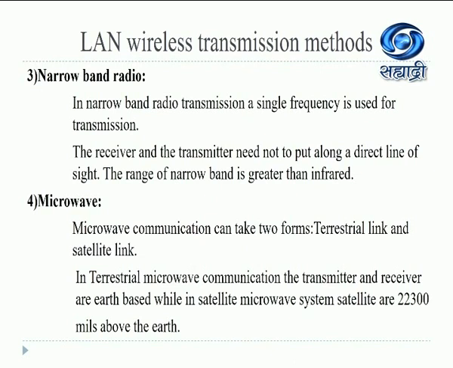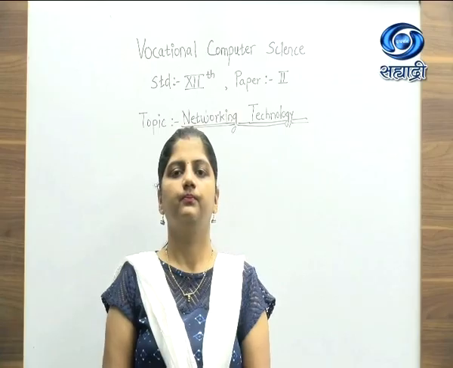So if we are considering the bounded media, the categories we saw are the coaxial cable, the fiber optic cable and the twisted pair cable. But if we are going for wireless transmission, the unbounded media, it goes in four categories: laser, infrared, narrow bandwidth radio and microwave respectively.